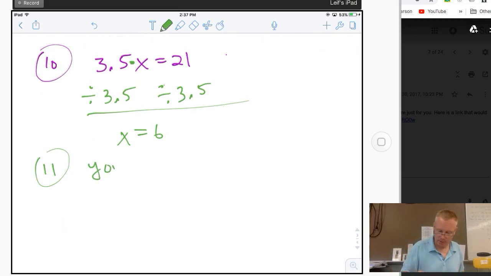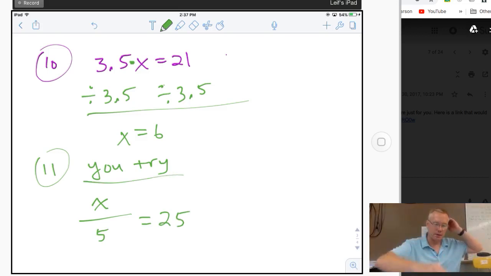One more you try. I gave you the variable x over 5 equals 25. Why don't you see if you can solve that one and bring it into class 2? Okay?